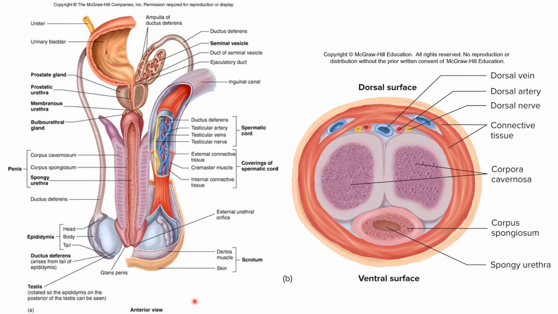This one shows you again an anterior view of how the male reproductive system looks like, and then this is the ventral surface of, again, the penis. Okay.